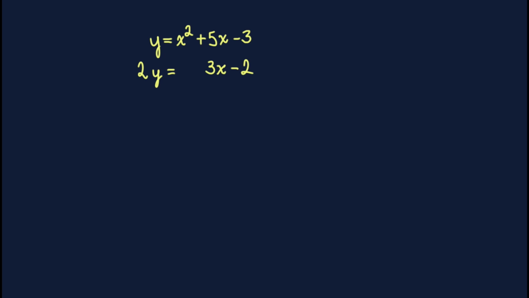We have two simultaneous equations, meaning that the value of y and the value of x is the same in both of these equations, and we need to solve them. We're going to start by solving for y.